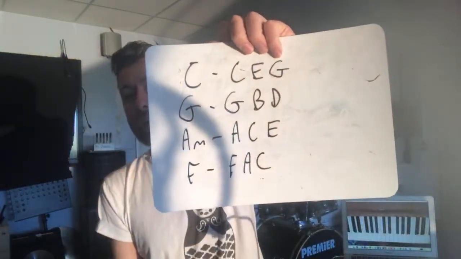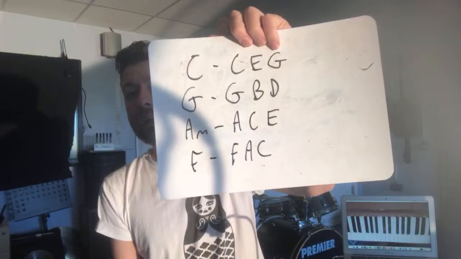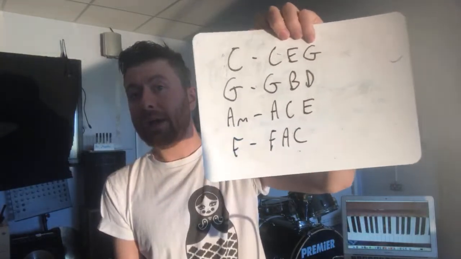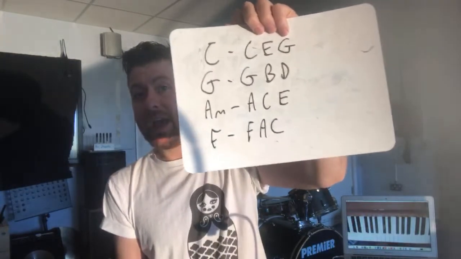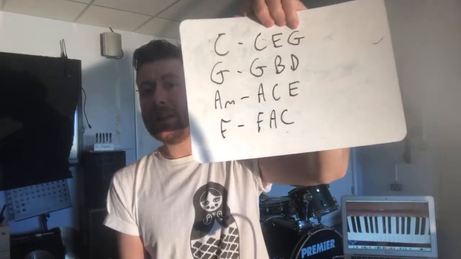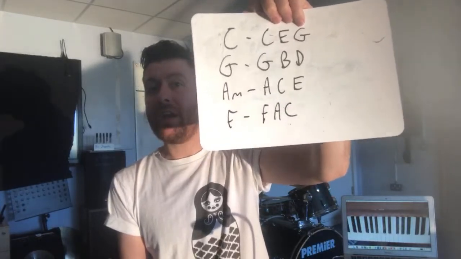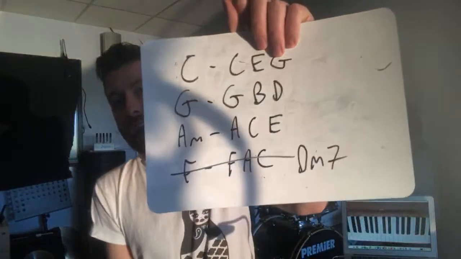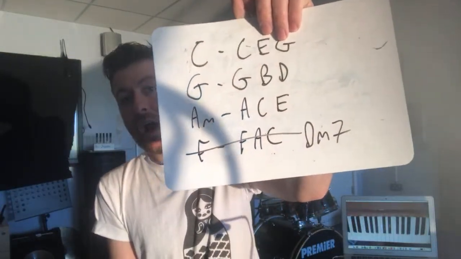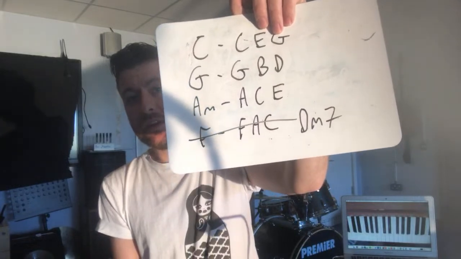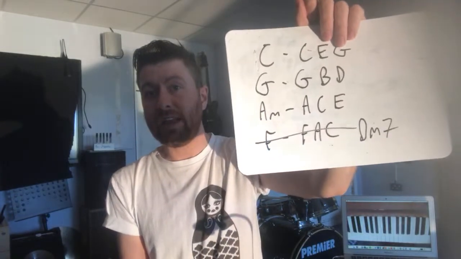Well, if we look at that, like I said, the D minor chord is D, F, and A. Well, F isn't a million miles away from that, because it's F, A, C. It's got two of the notes. So what if we substitute it for a D minor and stick a 7 on it? So that F becomes a D minor 7. Essentially, the notes in a D minor 7 are D, F, A, C.